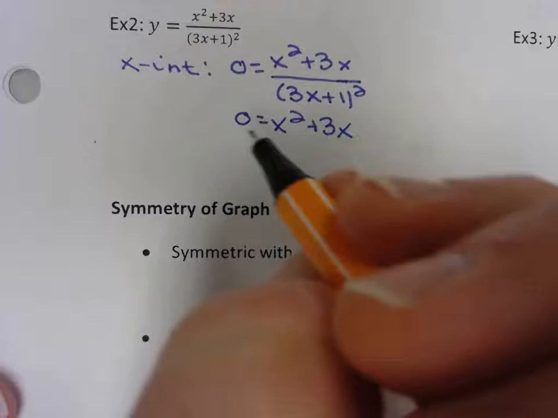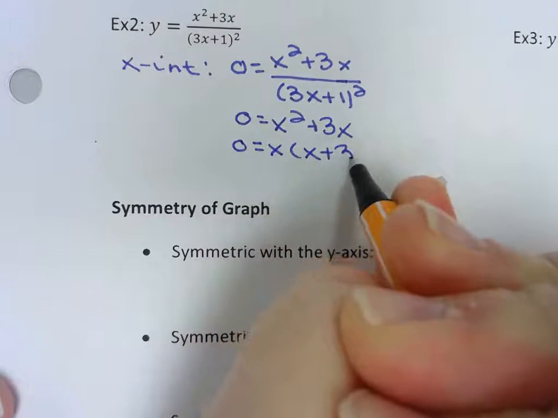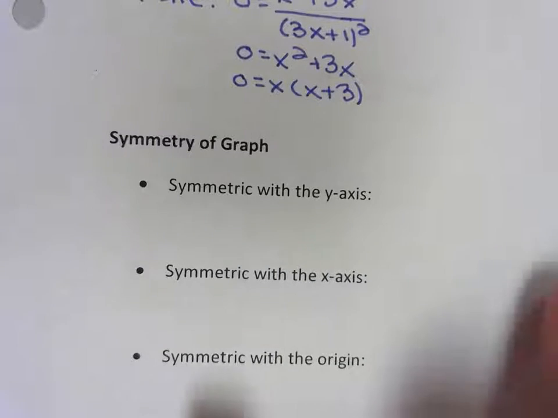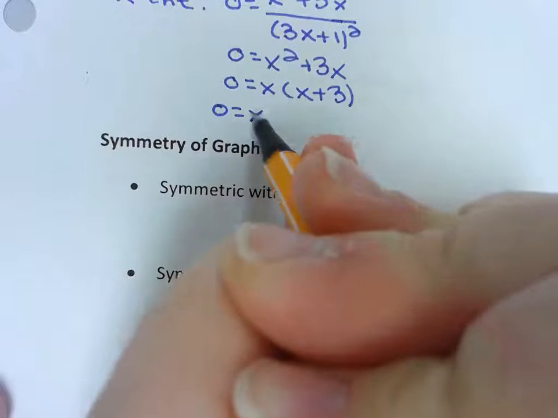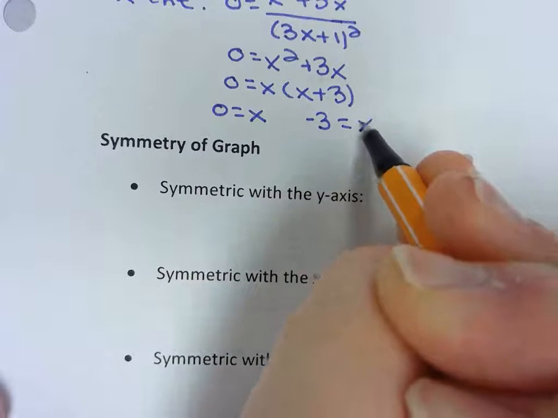So I can factor out a what? X. So I'm left with x plus 3. Set each part equal to 0. So it's going to have an x-intercept at 0 and an x-intercept at -3.